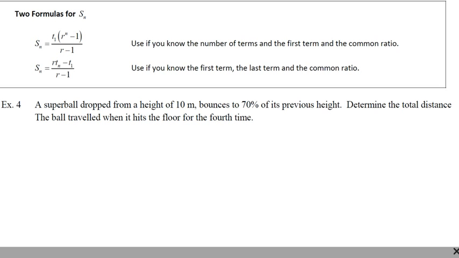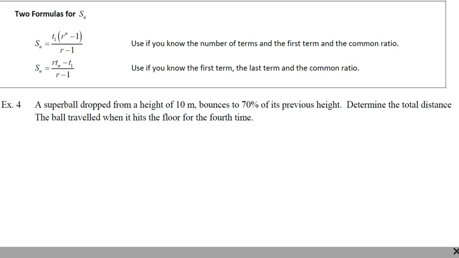I've now traveled a total of? 17. No? Drop it, 10. Hits 10, up 7, travel a total of 17. How far down? 7, for a total of 24. How far up? 70%, 4.9. You multiply 7 times 0.7, and then down 4.9. Okay, so we got the idea, right?